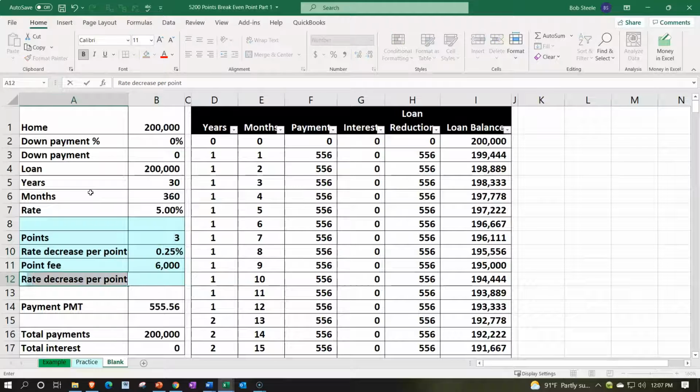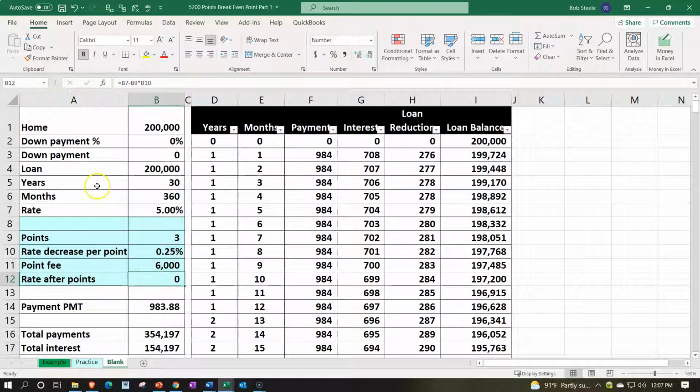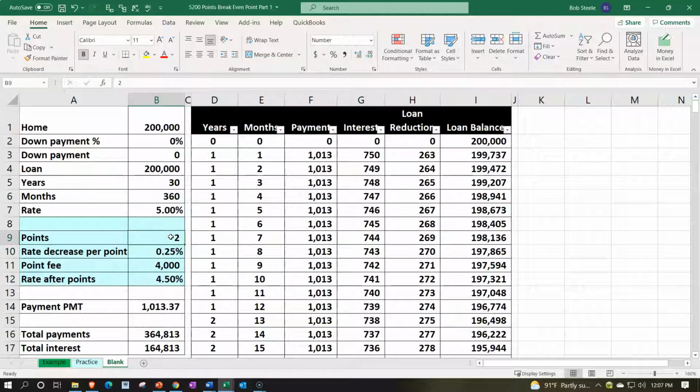Then we want the rate after points. So what's going to be my rate if I had 3 points? It would be 0.25 times 3, and then 5% minus that, which would be 5% minus 0.75, or 4.25%. Let's do that with a formula. 5% minus, and then we're going to say 3 times that 0.25, and that'll give us, if we add some decimals, number group, percentify, decimals, 4.25 looks correct. If I made this a 2, we get to the 4.5, a 1, 4.75. Let's bring it back to 3.